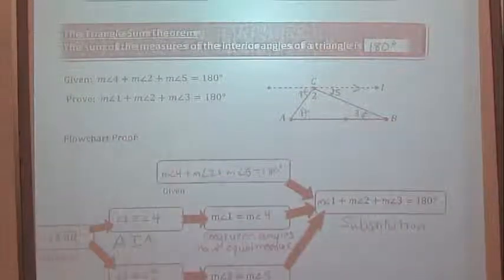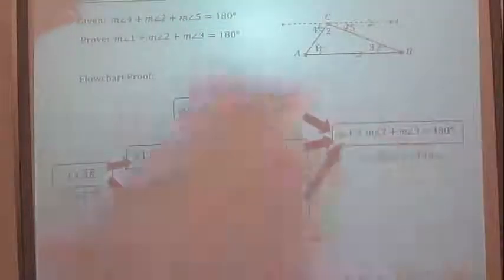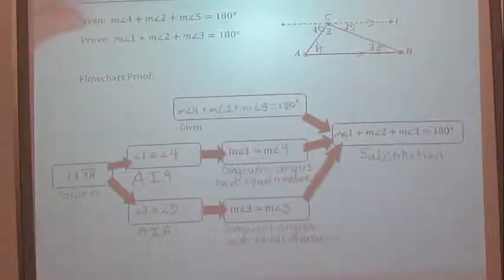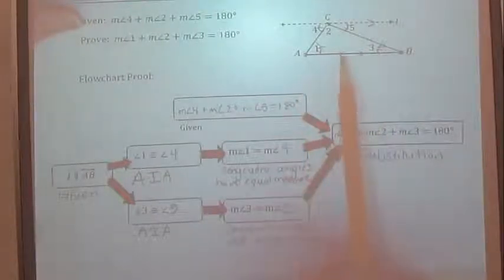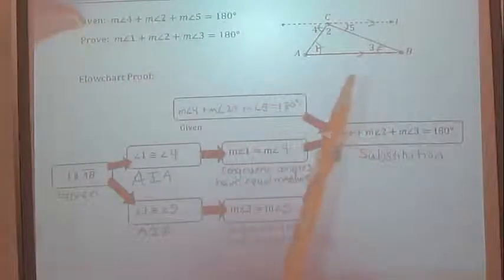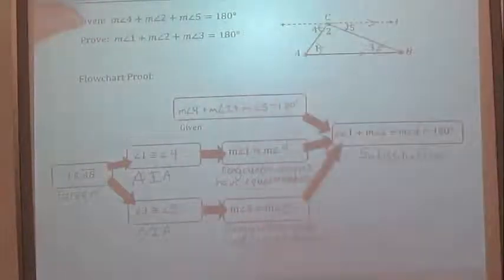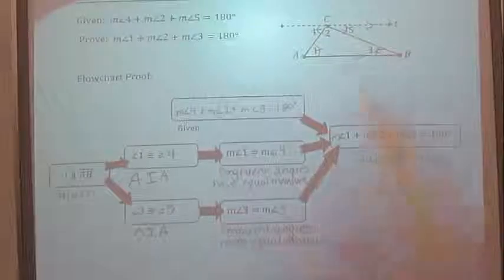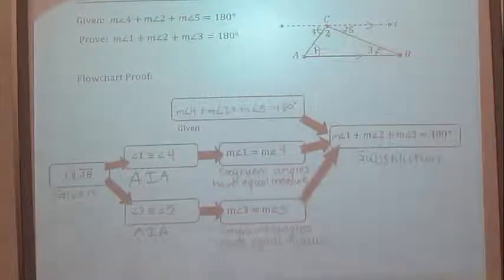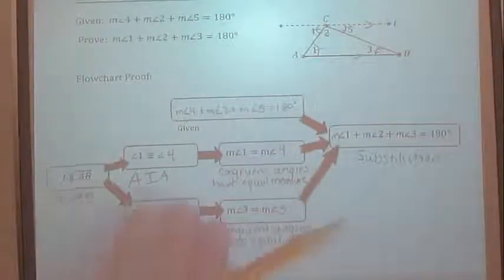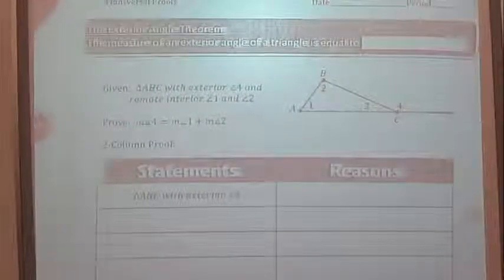Okay? And I know you already knew that, but there's just the proof showing why that's true in a very generic form, because we don't have any measurements here. Okay? But we've proven that these are congruent angles, and that they're going to add up to 180. Alright, so now flip your papers over, and let's take a look at the exterior angle theorem.